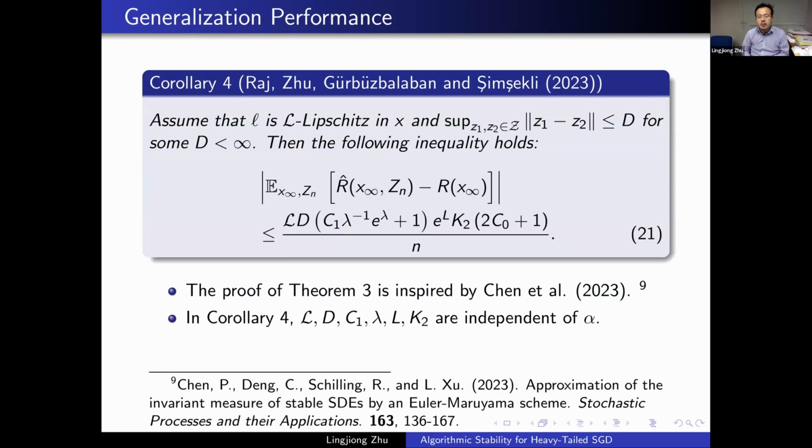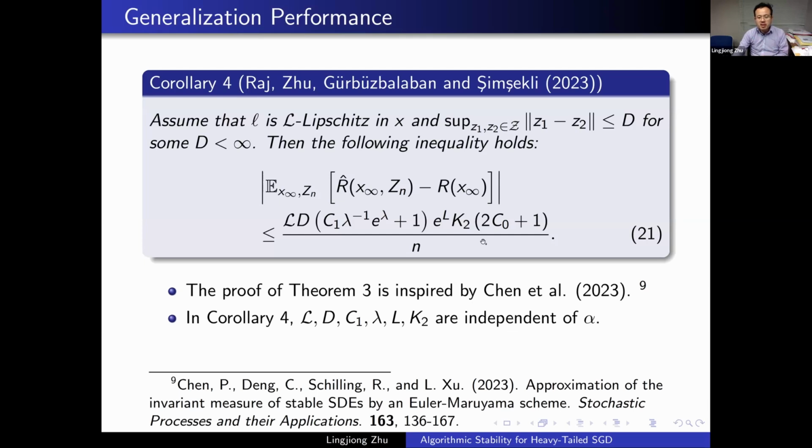If we apply this to some surrogate L-Lipschitz loss function, and assume that the data set is uniformly bounded, with the diameter of the data set being capital D, then this Wasserstein bound can be transferred to a generalization error bound. So you get 1 over n here and then times something. This result is actually quite strong because it is uniform in time, and we also allow non-convexity and heavy-tailedness.